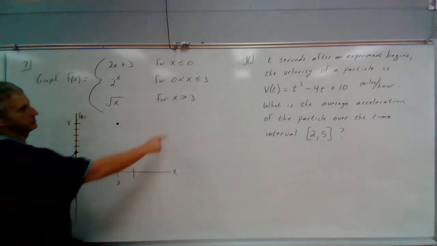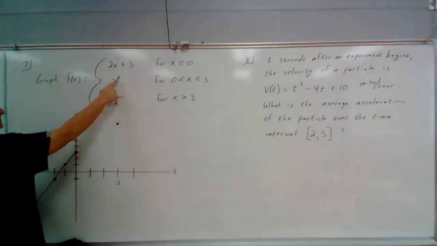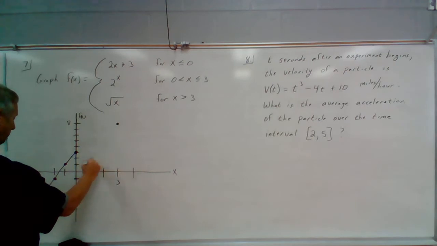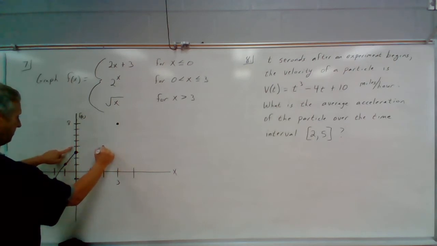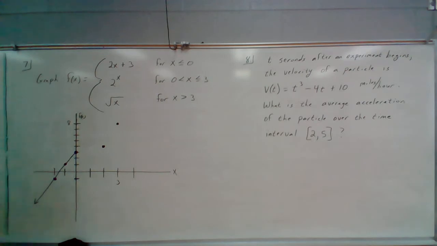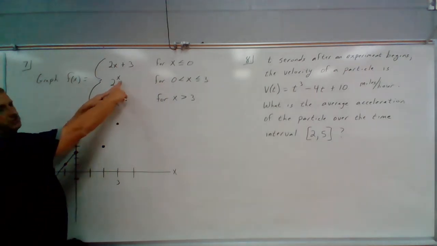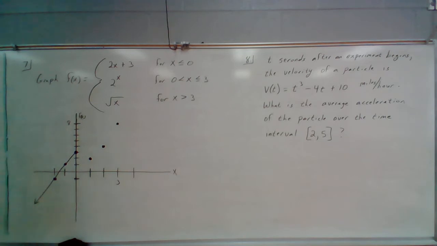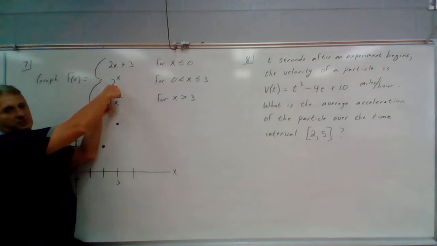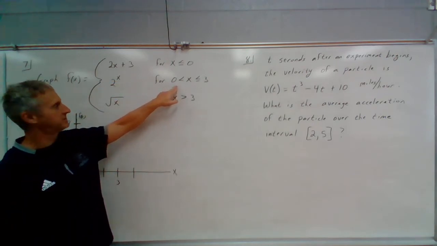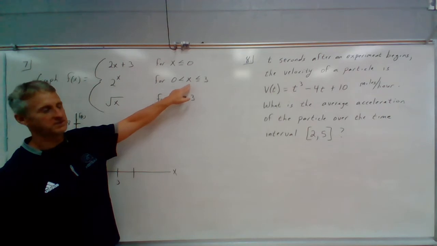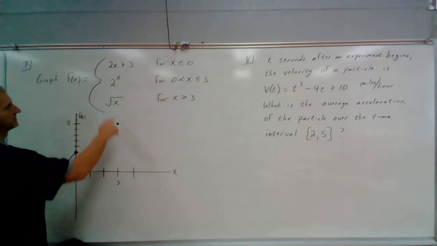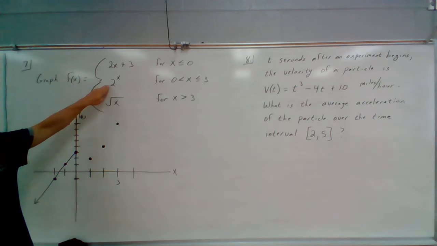If I plug 2 into this equation, 2 is between 0 and 3. 2 squared is 4. So that's there. If I plug 1 into this equation, 2 to the first is 2. So that's there. If I plug 0 into this equation, I can't. I'm not allowed to because 0 is not less than 0. It's equal to it. So I'm not really allowed to plug 0 into this equation.